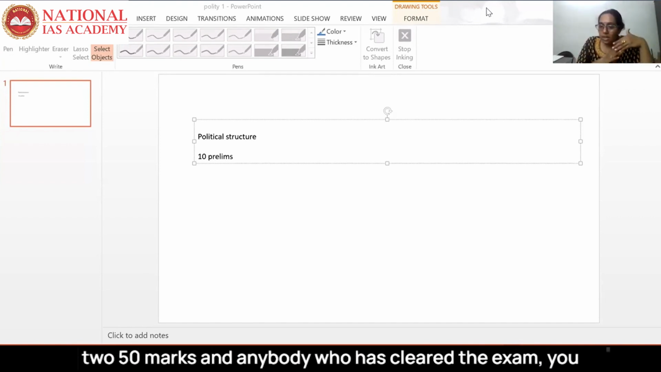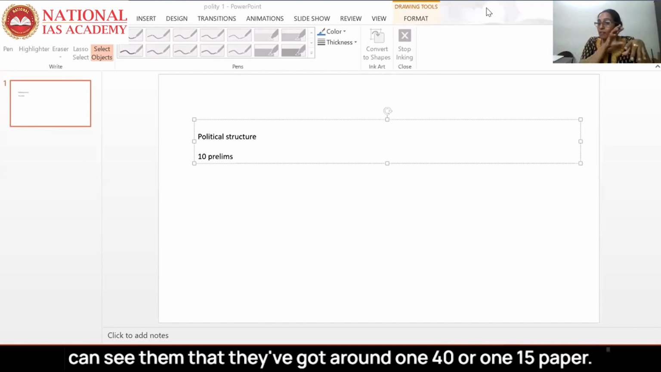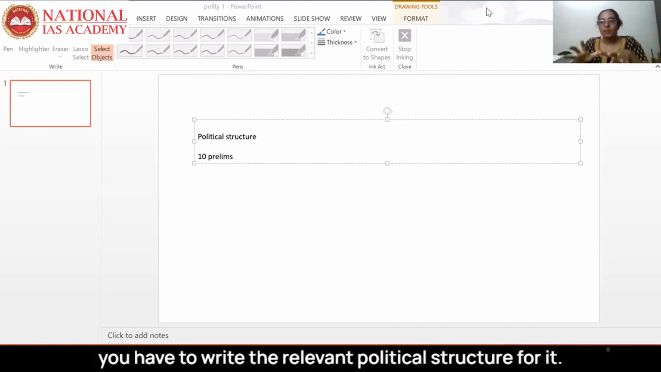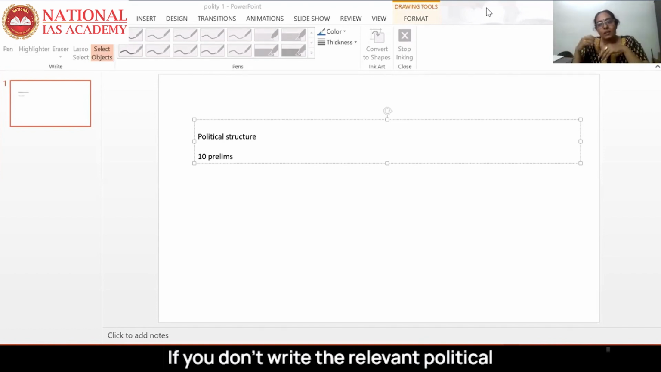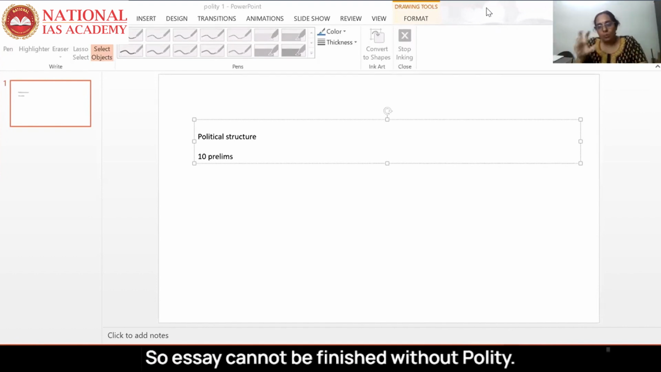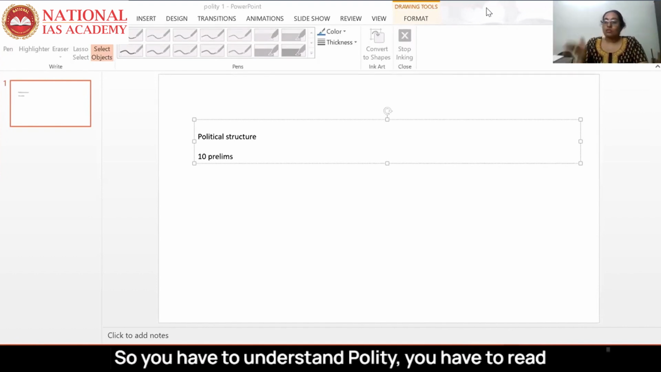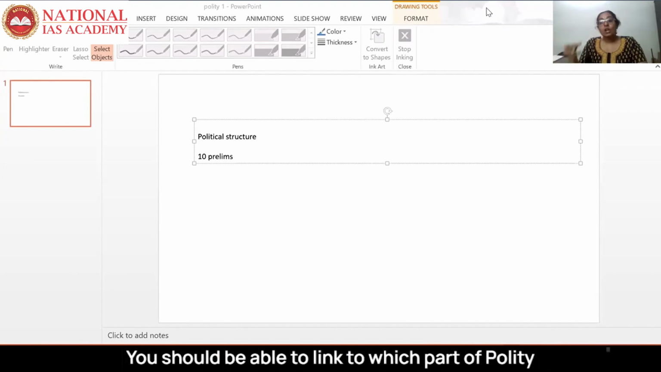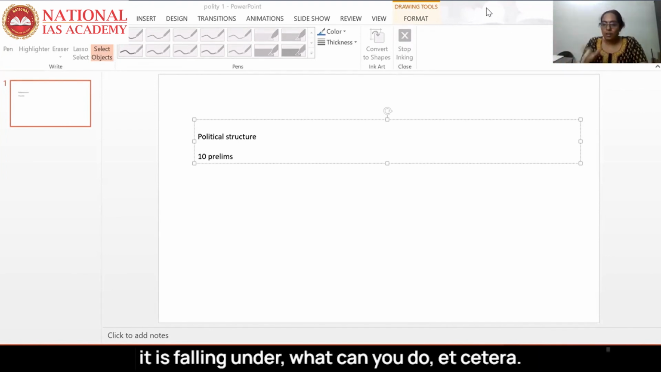And anybody who has cleared the exam, you can see that they have got around 140 or 150 in the essay paper. And in the essay paper, no matter what topic is written, you have to write the relevant political structure for it. If you don't write the relevant political structure, your essay is completely incomplete. So an essay cannot be finished without polity. So you have to understand polity, you have to read polity, and in that essay paper, when you're writing it, you should be able to link to which part of polity it is falling under, what can you do, etc.